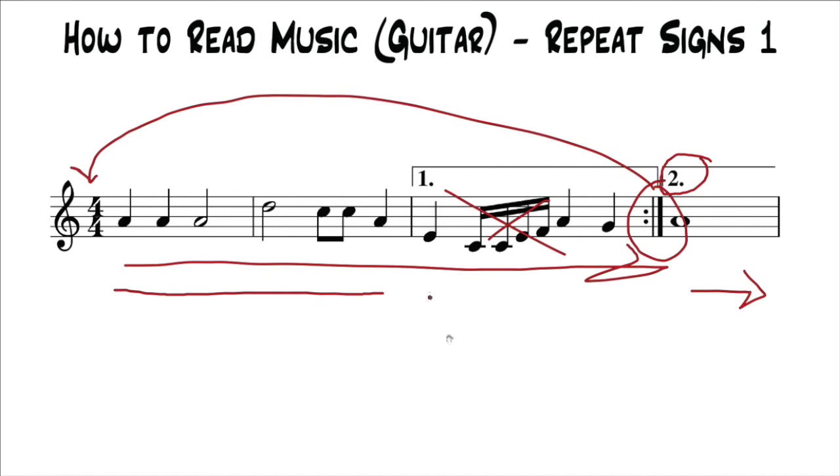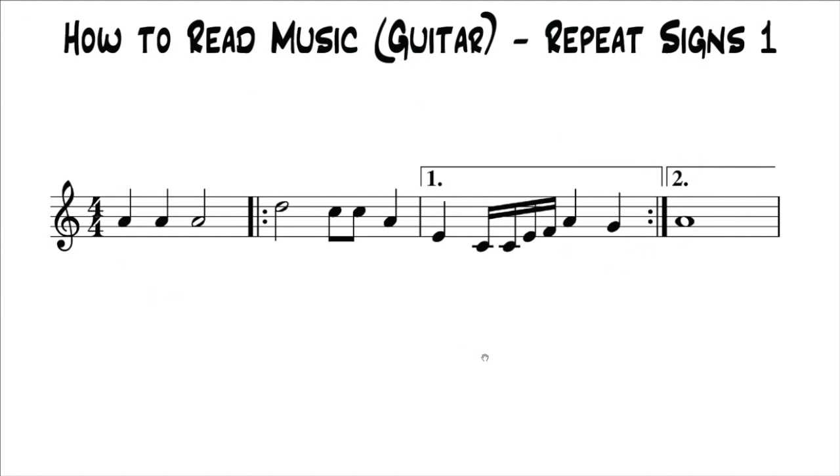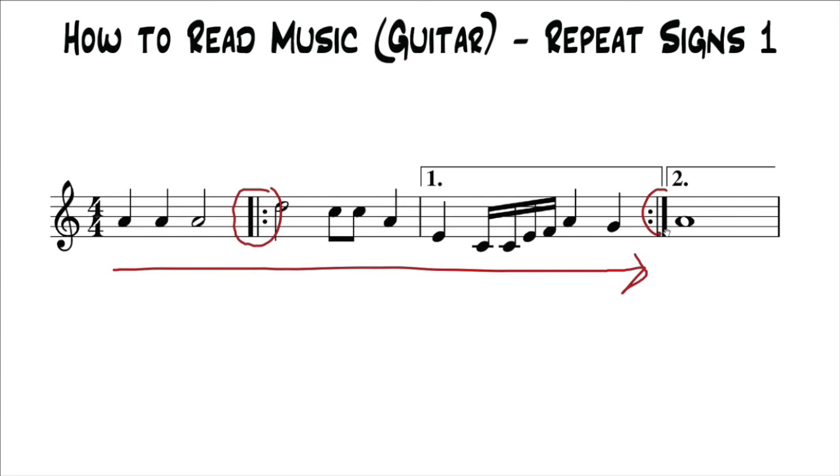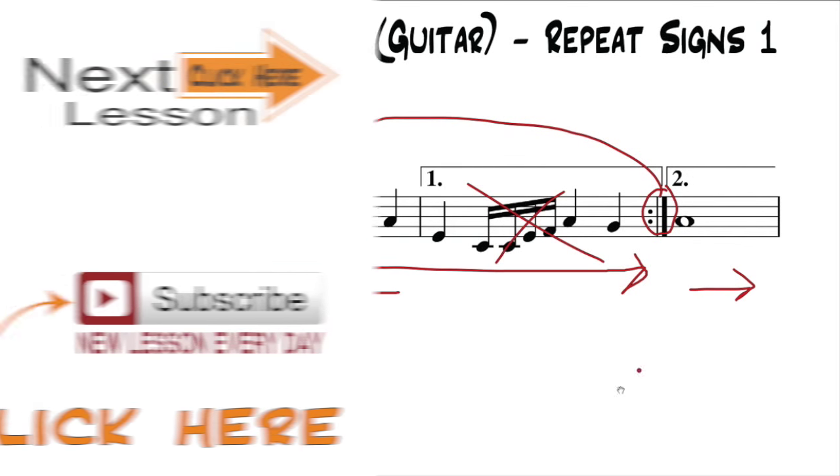And you can have more than just two endings. And again, with first and second endings, you can also have a start repeat sign too. It would be the same thing as we talked about before. You go to the first ending, then you jump back to the start repeat sign instead of back to the beginning. And then from there, you go to the second ending while skipping the first ending.